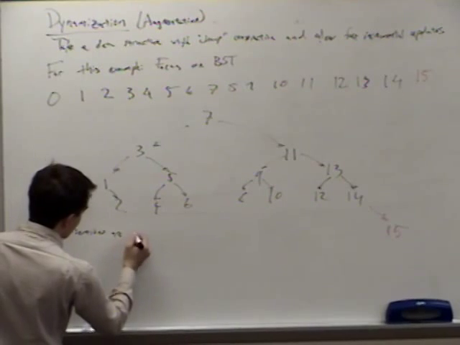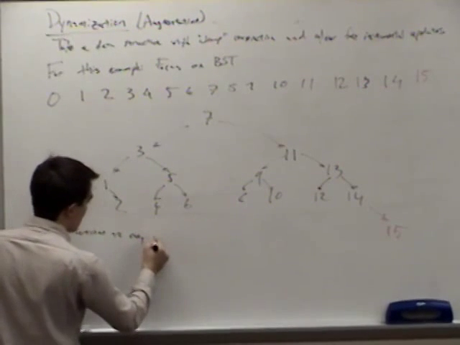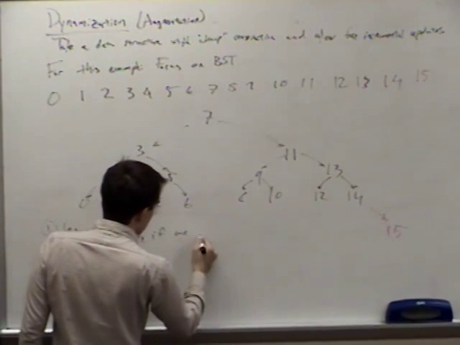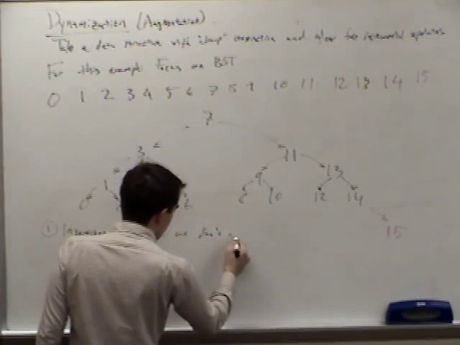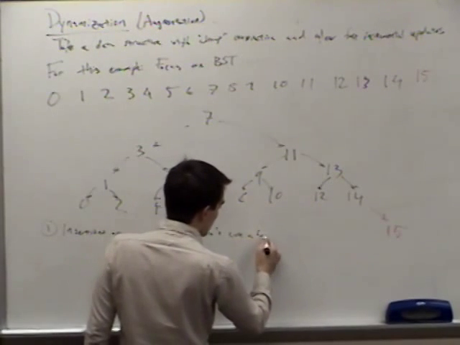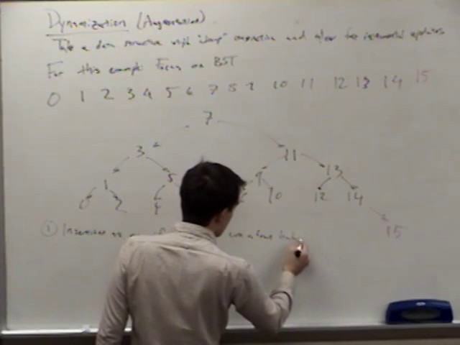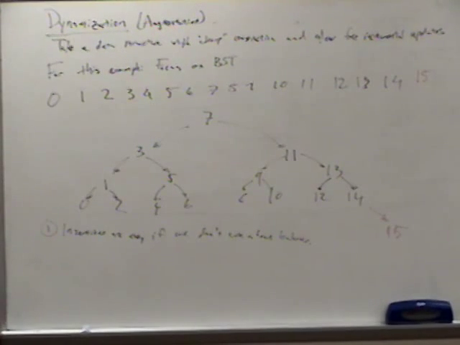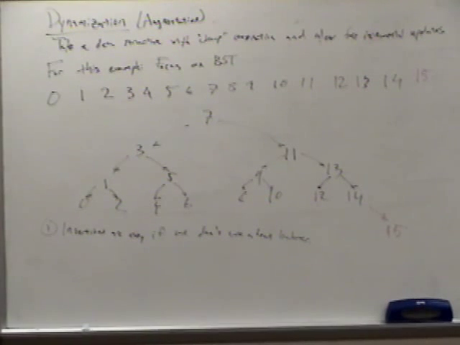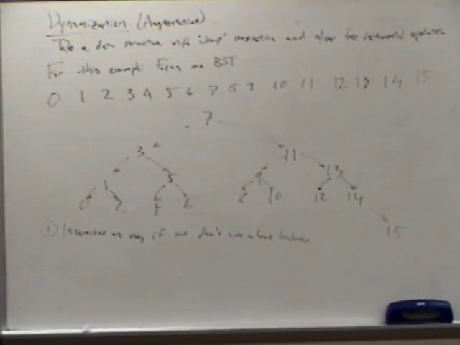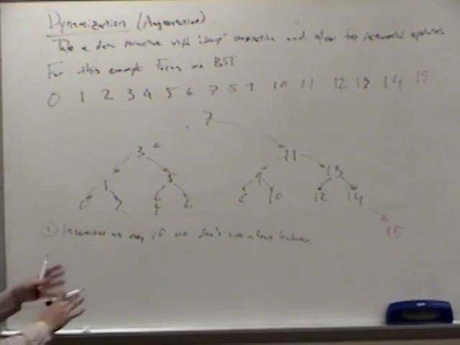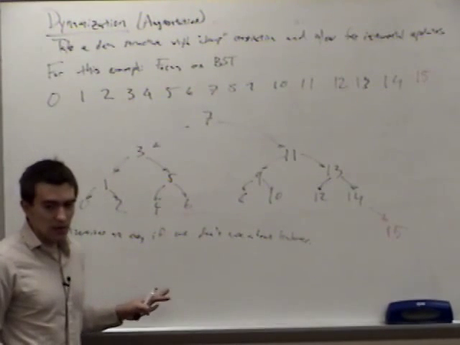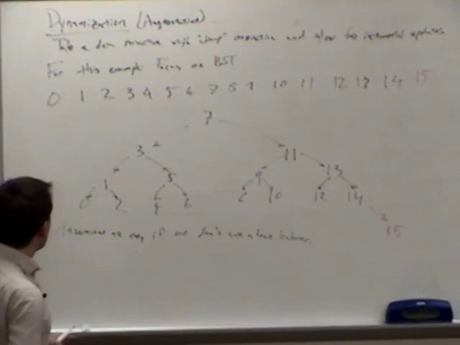Insertions are easy if we don't care about balance, right? You just look for where the node has to go in the tree, satisfying all other invariants of the tree other than the fact that the tree has to be balanced on either side, and stick it wherever you want, right?